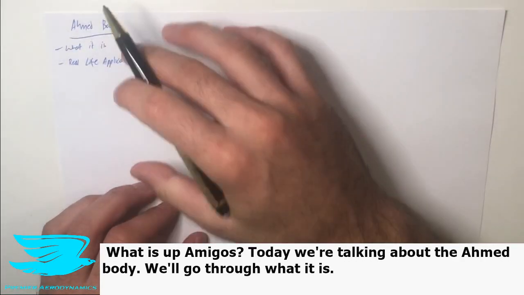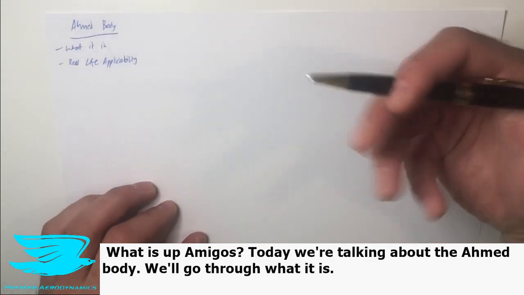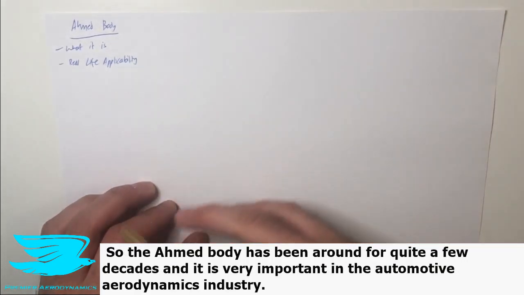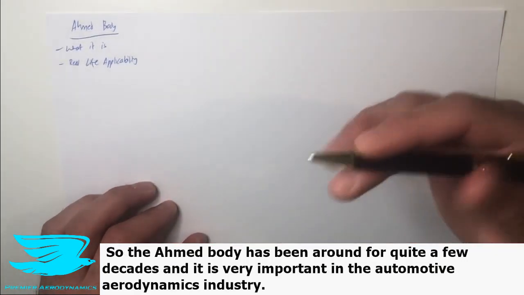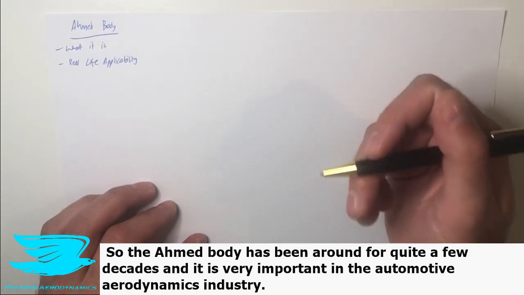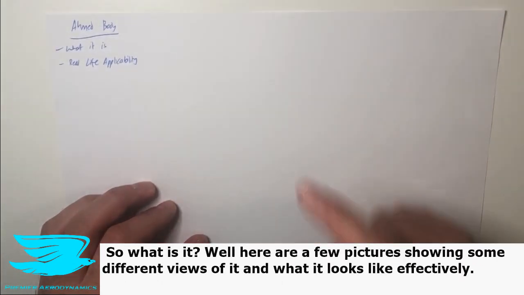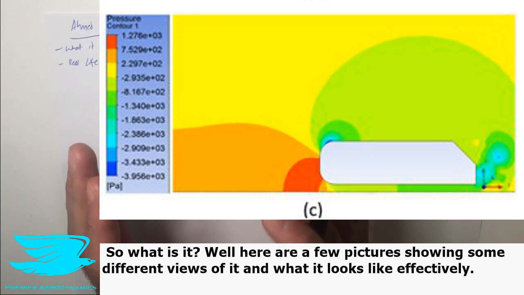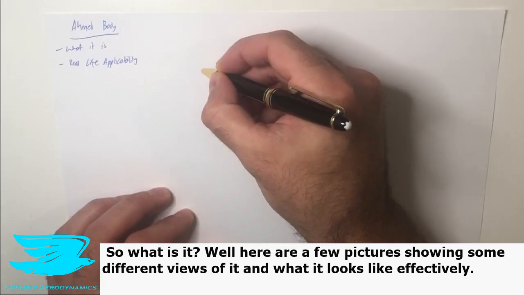We're going to be going through what it is and real life applicability of it. So the armored body has been around for quite a few decades and it is very important in the automotive aerodynamics industry. So what is it? Well, here's actually a few pictures showing some different views of it and what it looks like effectively.